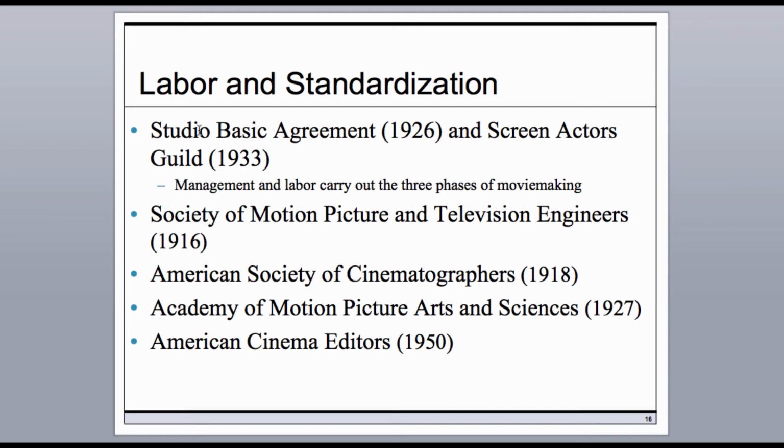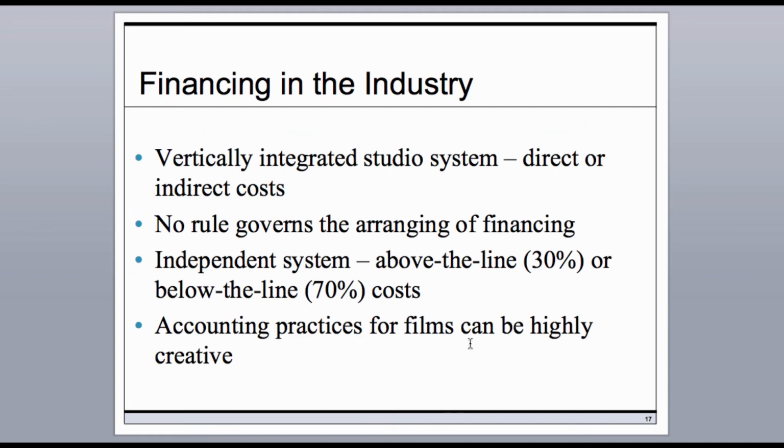You have the Screen Actors Guild formed in 1933. Society of Motion Picture and Television Engineers, the technical end, way back in 1916. Cinematographers, 1918. The Academy of Motion Picture Arts and Sciences, which really got the Academy Awards going, 1927. And editors, way out in 1950. So quite a number of years go by, but labor, union organization rules the industry.